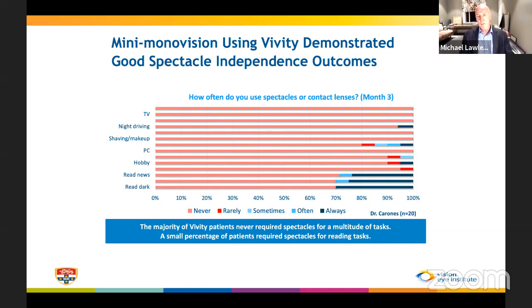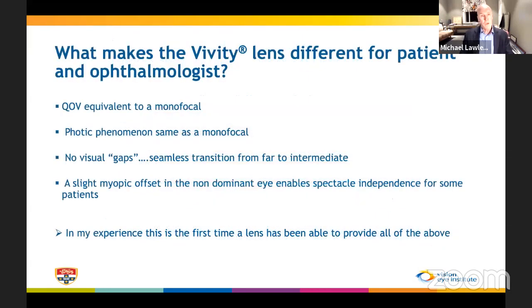And that is a reflection of this lens. With mini monovision, you'll do great at distance, at intermediate, and into the near range, but in poor quality light or for prolonged reading, you are going to need some help. So you can't overpromise with this lens. But remember, there are no photic phenomena.